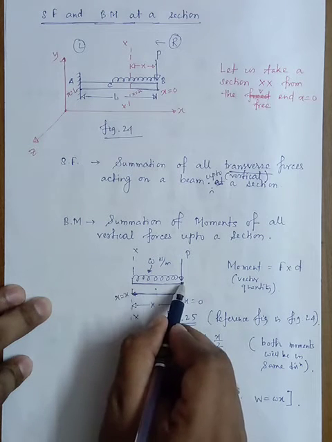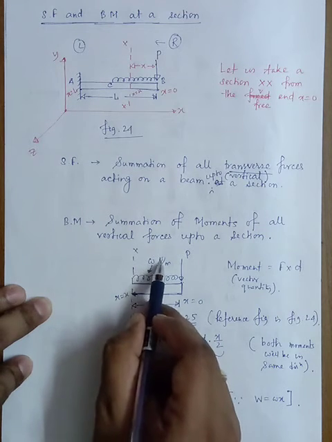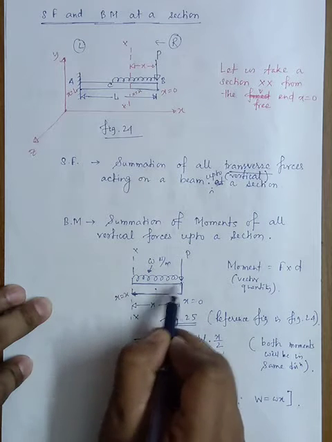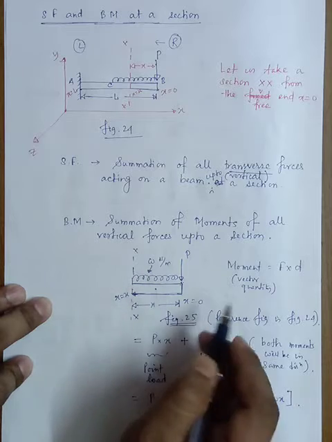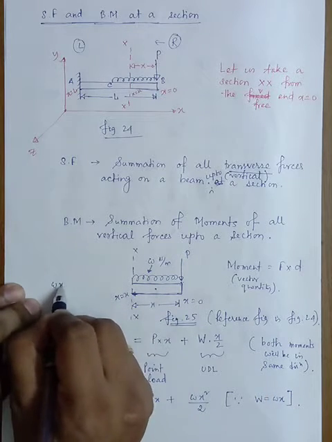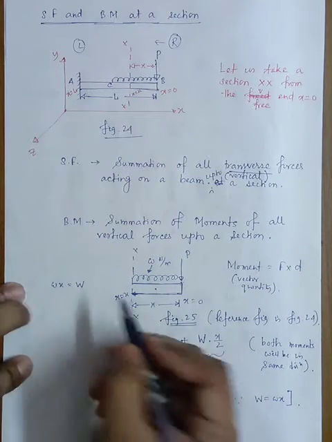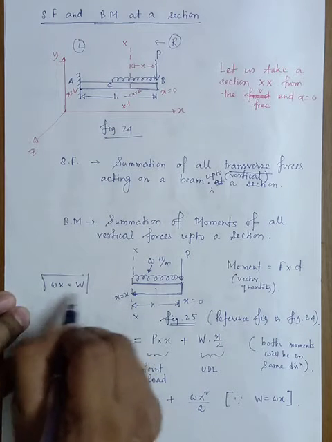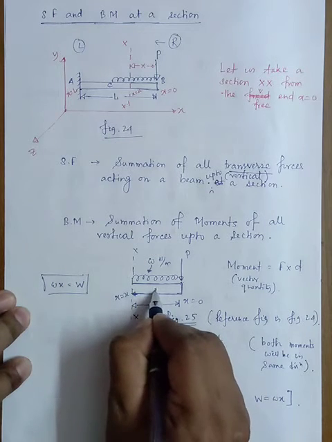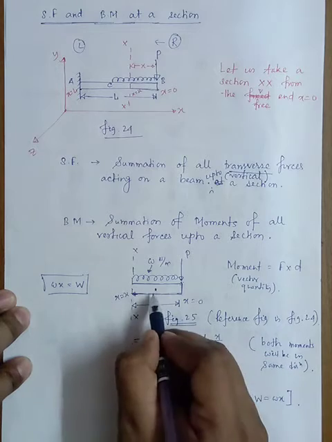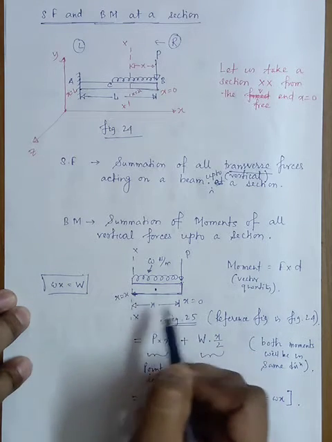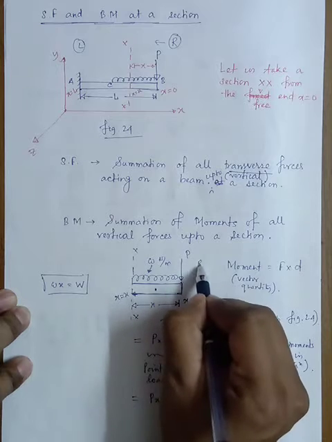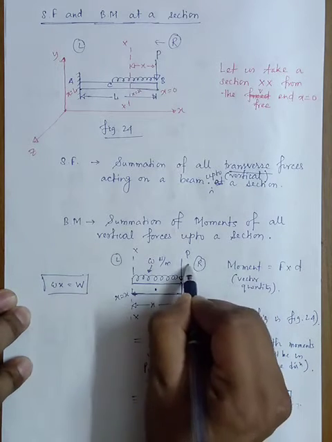What will be the magnitude of the load? w Newton per meter. This distance is X, so the magnitude will be small w into X, that will be capital W. It will act through this point C, the centroid. Up to this section, from the right hand side, we are moving towards the left hand side.